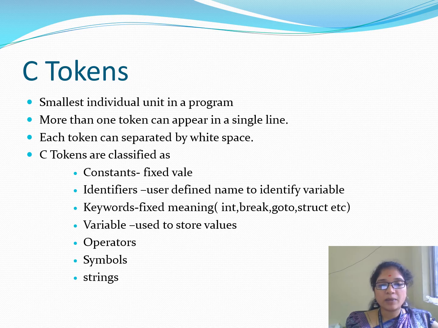And then operators. We have many operators in C programming: arithmetic operator, assignment operator, logical operator, and like that we have more operators for C programming operations. And then symbols: some special characters we use in C programming. And then strings: a single letter is a kind of character, and if we have two or more characters, it is a string.